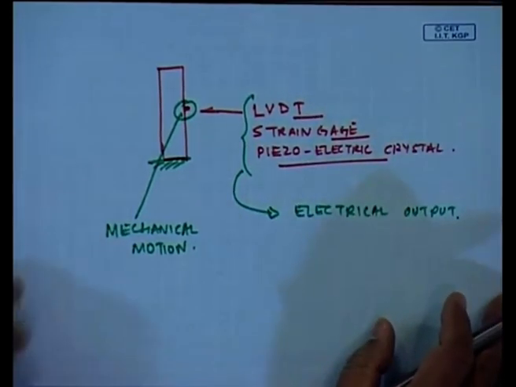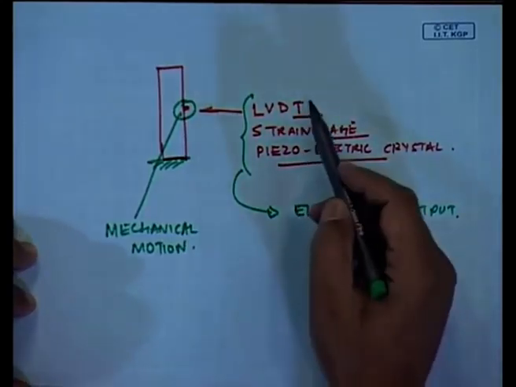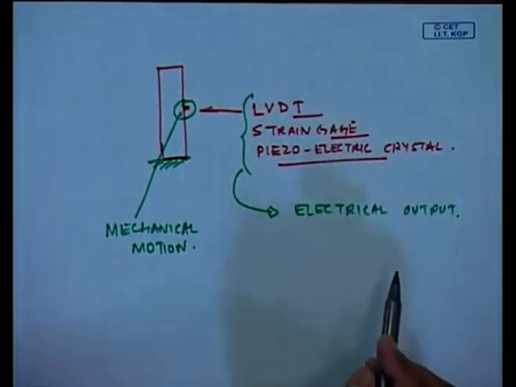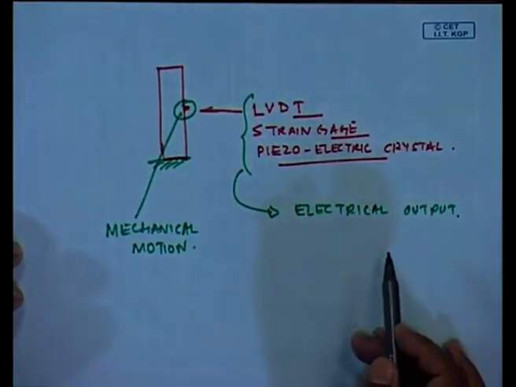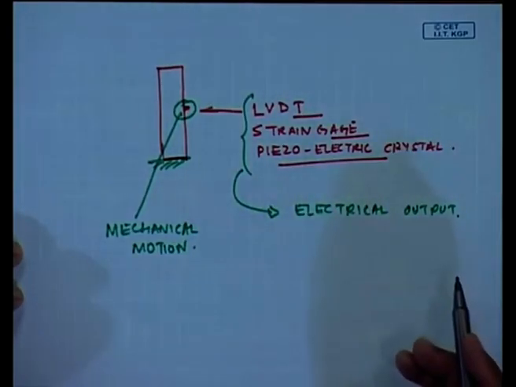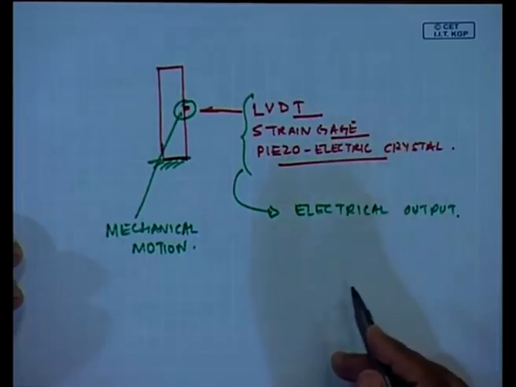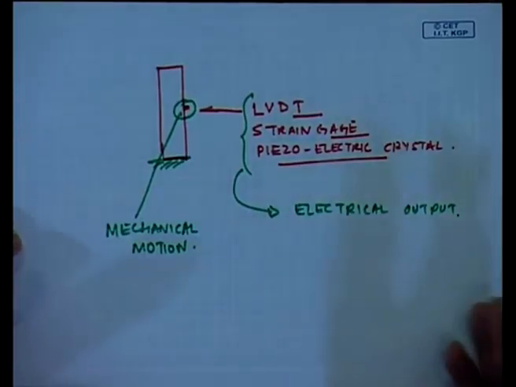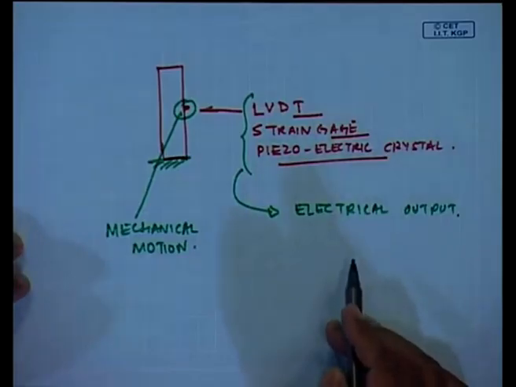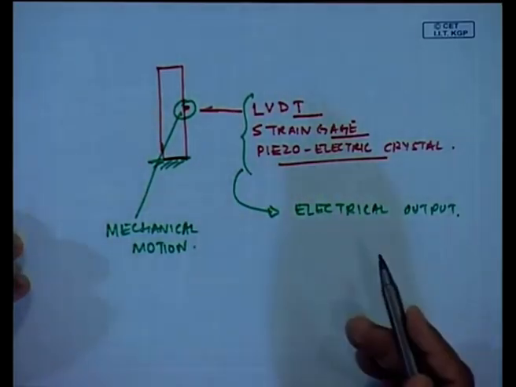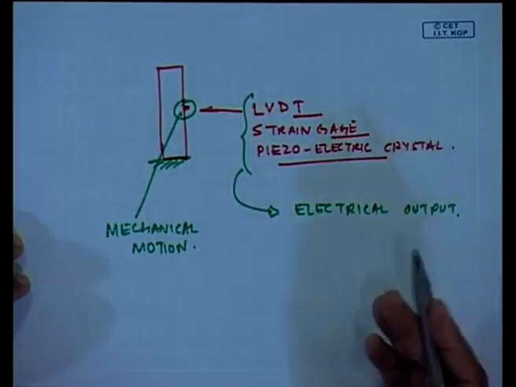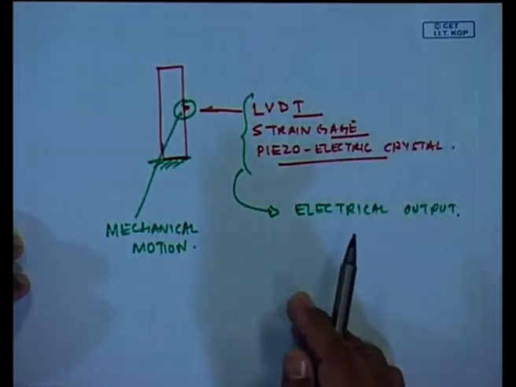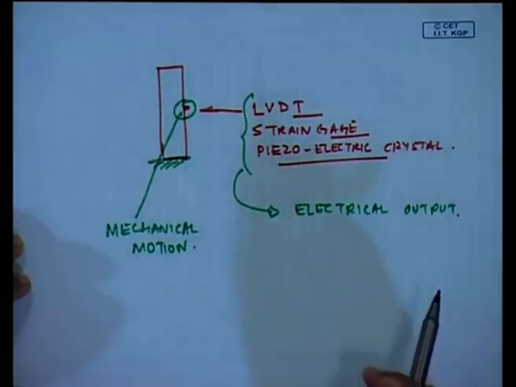Now, you may be wondering, why do we have so many different sensing elements? Well, it is because these sensing elements have different characteristics. Some may have a poor response, some may have an excellent response, some may not respond at certain ranges, some may not work at high temperatures, some may not have a linear output. So, these are characteristics of sensing elements.